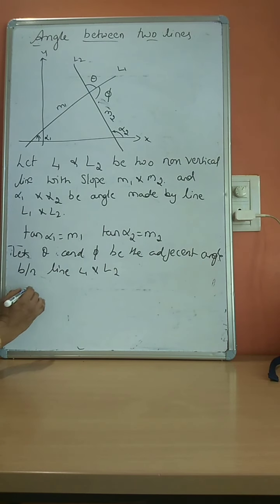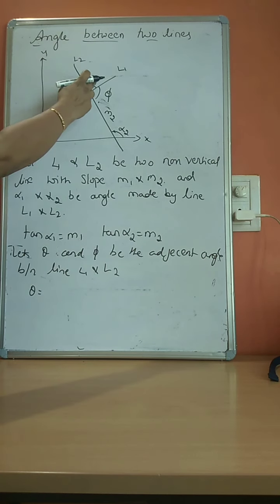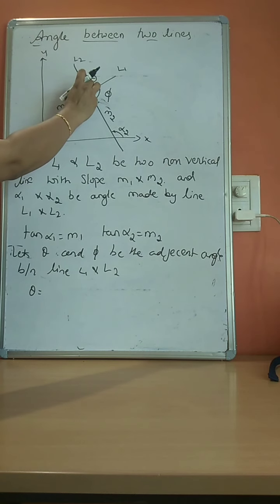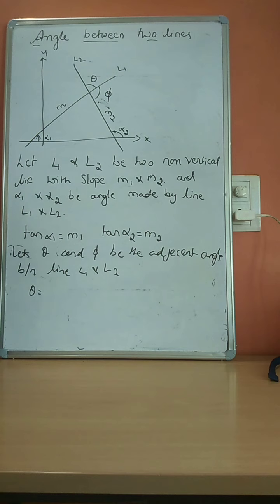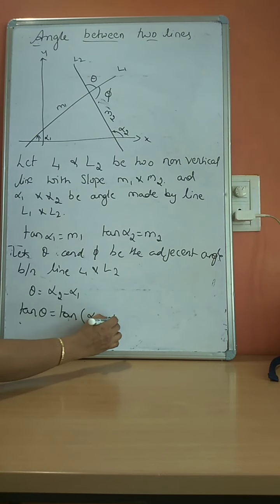Now, theta must be equal to alpha 2 minus alpha 1. That is the angle we get, because the angle formed by the intersection of these two lines is represented as theta. Let theta be equal to what? Alpha 2 minus alpha 1. Tan theta must be equal to tan of alpha 2 minus alpha 1.